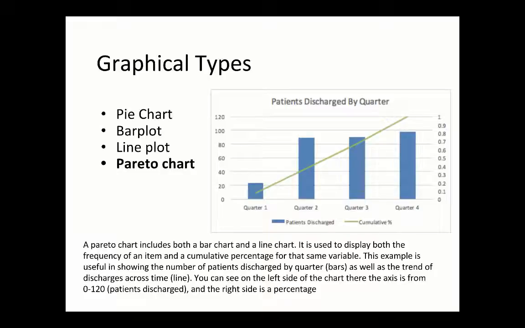A Pareto chart includes both a bar chart and a line chart. It is used to display both the frequency of an item and a cumulative percentage for that same variable. This example is useful in showing the number of patients discharged by quarter, which is represented by the bars, as well as the trend of discharges over time, represented by the line. You can see on the left side of the chart, the axis is from 0 to 120, which is the patient discharges, and on the right side, that represents the percentage.